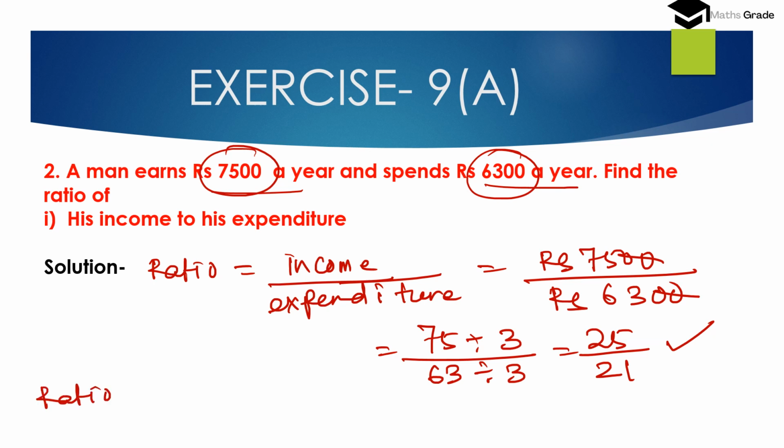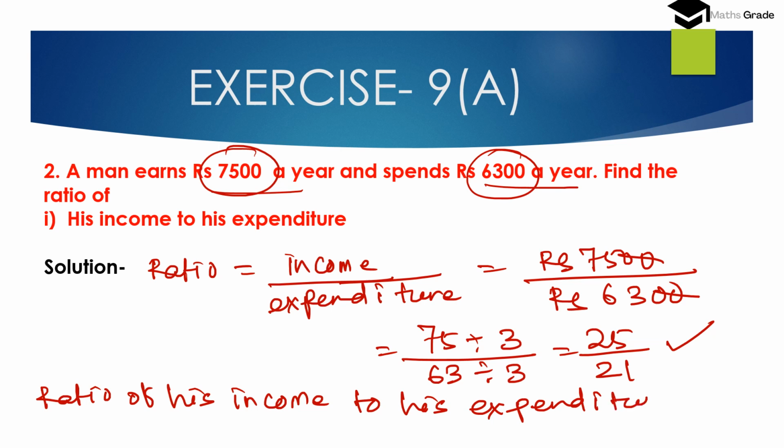So the ratio of his income to his expenditure is 25:21. 25:21 is the answer.